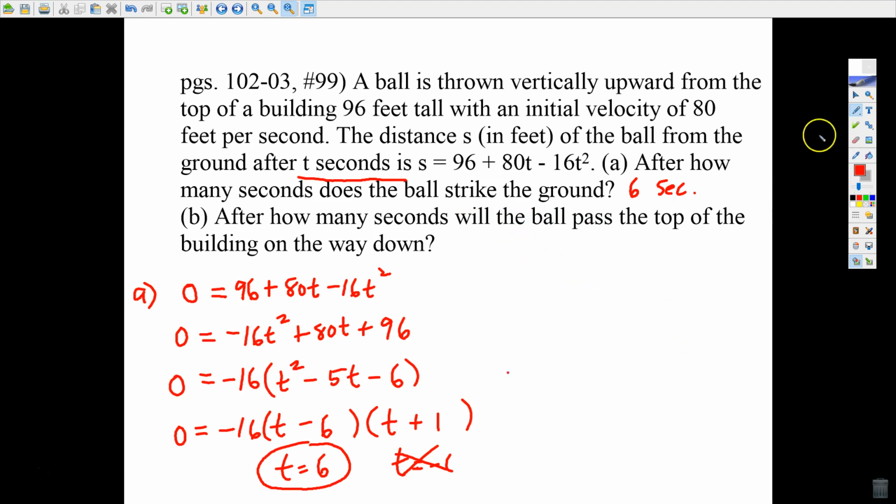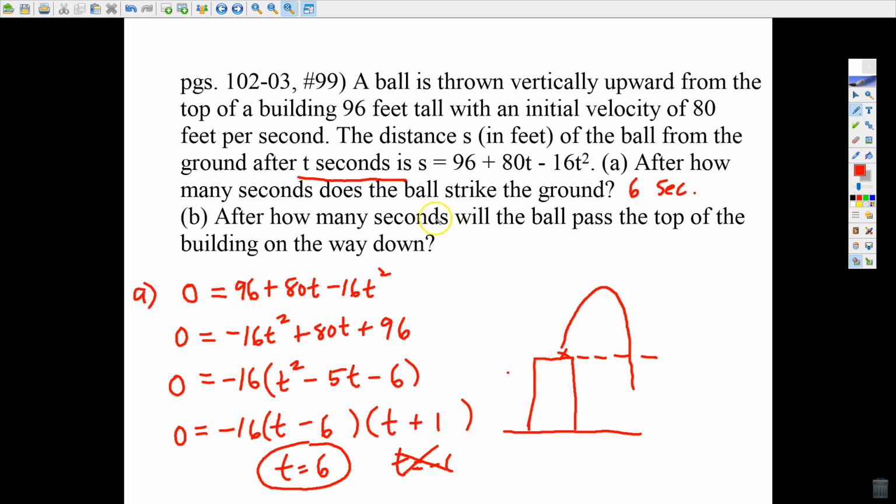Okay, letter B, after how many seconds will the ball pass the top of the building on the way down? So maybe we can take a look at a picture. Here's my building. Okay, and the building is 96 feet tall. Here we are, we're throwing from this point, we're already 96 feet above the ground when we throw the ball. We throw the ball, then it comes obviously back down. So we want to know, when does it pass the top of the building on its way down? It's going to reach its highest point, and then it's going to come back down.